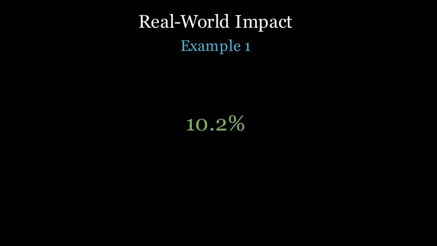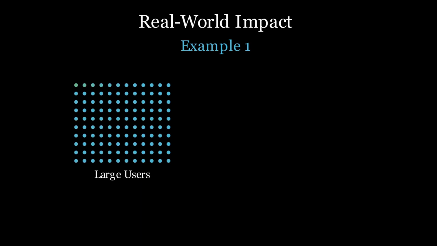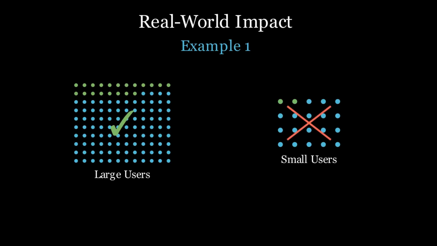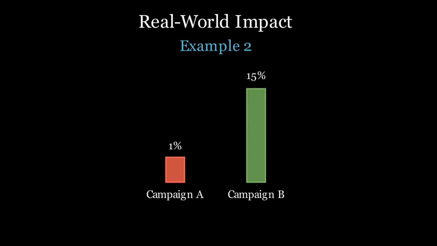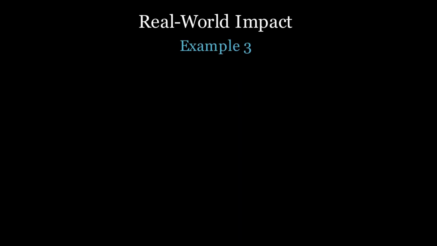Example 1, you run an online store. Conversion rate goes from 10% to 10.2%. That's a 0.2% increase. Now ask yourself, is that meaningful? If you have millions of users, maybe yes. If not, probably not worth acting on. Example 2. Now imagine two marketing campaigns. Campaign A increases clicks by 1%. Campaign B increases clicks by 15%. Both are improvements, but only one actually changes your business.